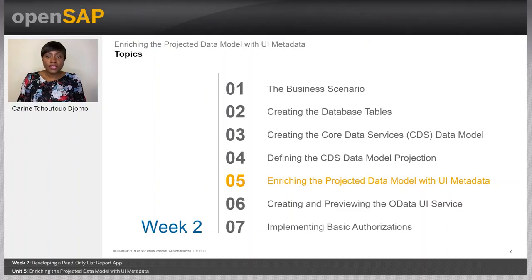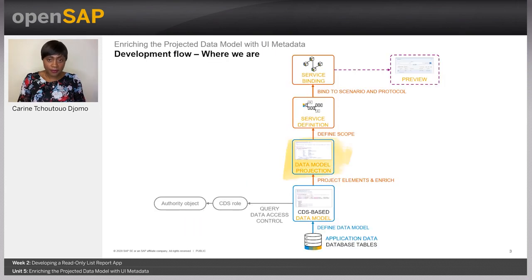In the previous unit, we defined the CDS data model projection needed for our SAP Fiori Travel List Report app. In this unit, we will go ahead and further enrich it with UI semantics for the generation of our SAP Fiori Elements Travel List Report app in the next unit. The area we are going to work on in this unit is highlighted in the RAP development flow.